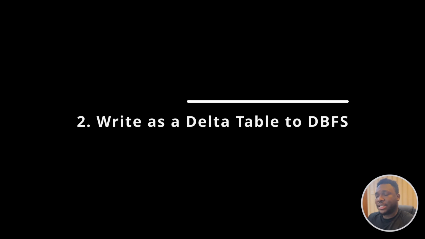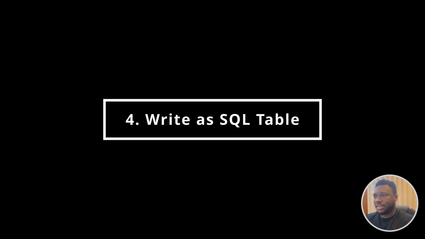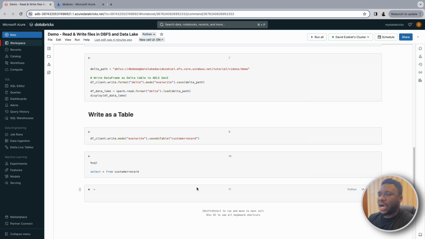And later on, I'm going to be writing it as a delta table to Databricks file system. I'm going to be writing the CSV file again as a delta table to my data lake. So I have a data lake that I've already created. And finally, I'm going to be writing that CSV file as a table on Databricks SQL. So we're just going to see how the operations work.